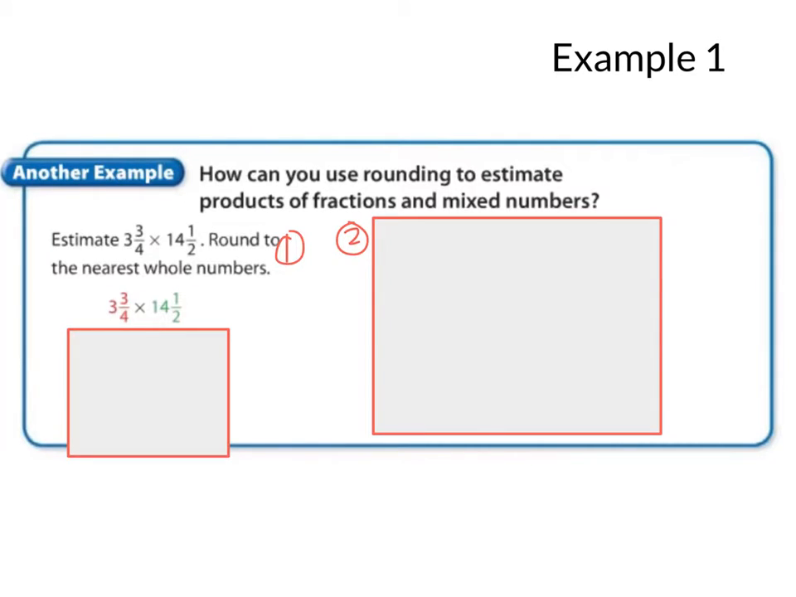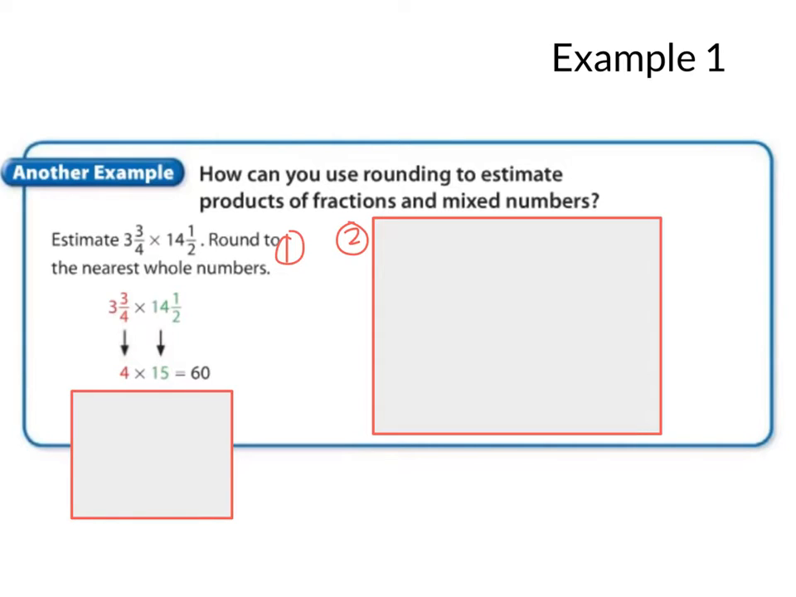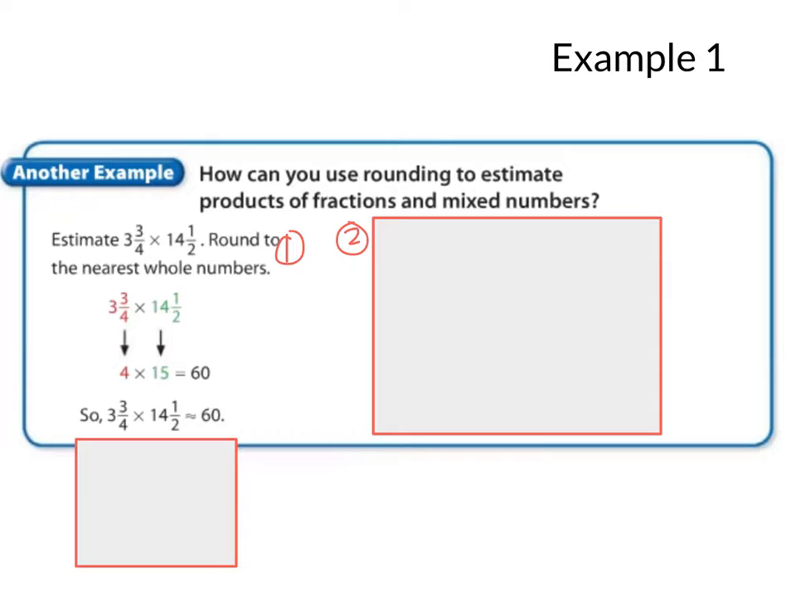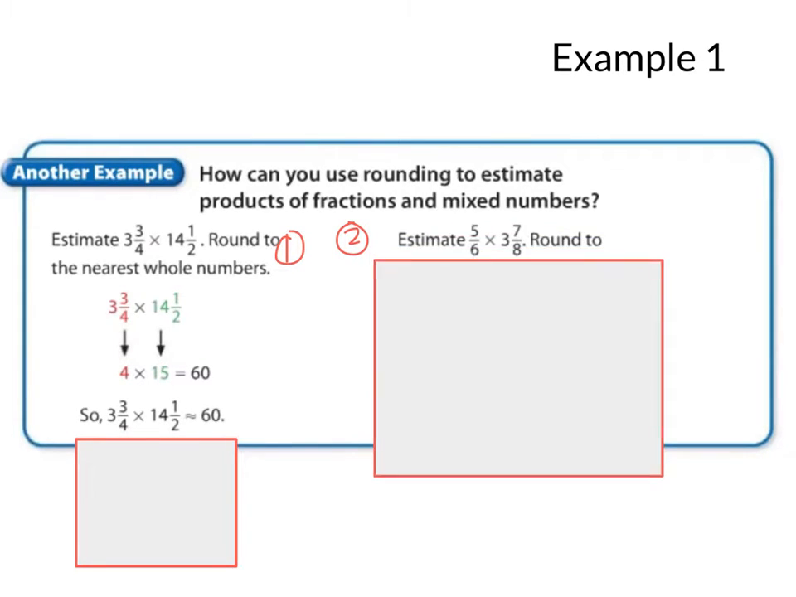And over here 14 and 1/2, half is the same as 0.5, so we're going to round that up as well, so we're rounding up to 4 and 15. 4 times 15 is 60, so it's about 60. Once you have that written in your notes, moving on to the second one.